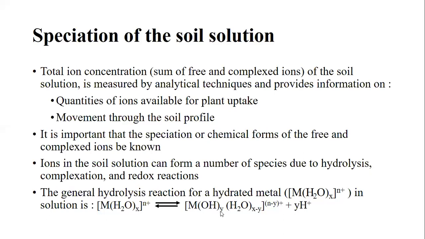How many of them? y. y can be 1, 2, 3, depending on the type of ion and the number of the reaction process that took place. So instead of, remember, M having only water molecules around it, now M is attached to hydroxide ions. The number of those ions is y. Of course, x, remember I told you, is the coordination number, fixed basically for many ions. So we are subtracting from x how many OH were surrounding M.